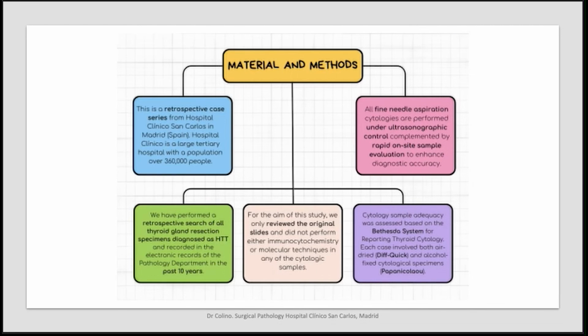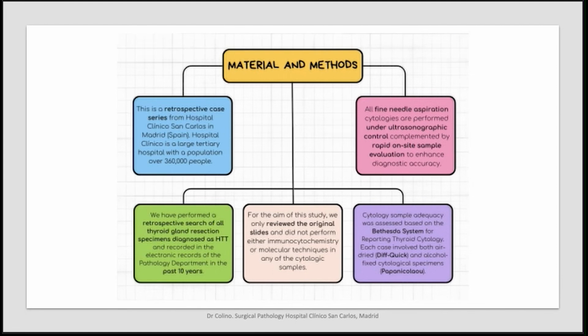This is a retrospective case series from Hospital Clínico San Carlos in Madrid, Spain. Hospital Clínico San Carlos is a large tertiary hospital with a population over 360,000 people. All fine needle aspiration cytologies are performed under ultrasonographic control, complemented by rapid on-site sample evaluation to enhance diagnostic accuracy. We performed a retrospective search of all thyroid gland resection specimens diagnosed as hyalinizing trabecular tumor and recorded in the electronic records of the pathology department in the past 10 years.